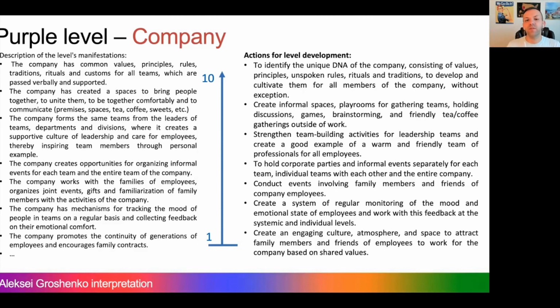Conduct events involving family members and friends of company employees. Create a system of regular monitoring of the mood and emotional state of employees and work with this feedback at the systemic and individual levels. That's very important. So you improve the system of monitoring and create changes in the company, and individually you work too. Create an engaging cultural atmosphere and space to attract family members and friends of employees to work for the company based on shared values, principles, traditions, and rituals. So that's what I'm thinking about the purple level from the company perspective.